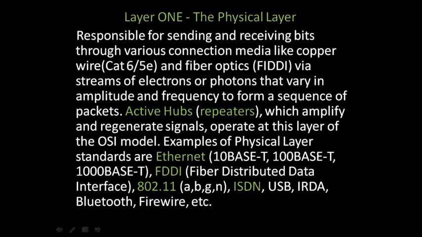Examples of physical layer standards are Ethernet 10BASE-T, 100BASE-T, and 1000BASE-T, FDDI, or Fiber Distributed Data Interface, 802.11 a, b, g, or n, ISDN, USB, IrDA or infrared, Bluetooth, FireWire, etc. Let's take a look at some specific examples of the physical layer.